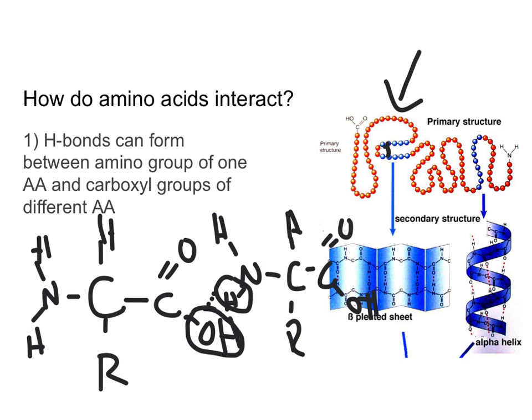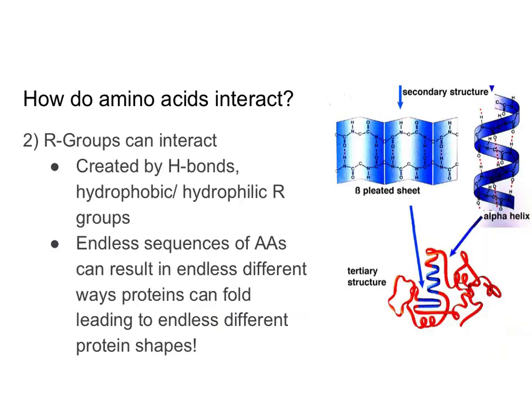And because these two are hydrogen bonding and these two are hydrogen bonding, it causes this polypeptide chain to start to fold on itself, right? So these hydrogen bonds can give the first folds that we see in a polypeptide to build a protein.